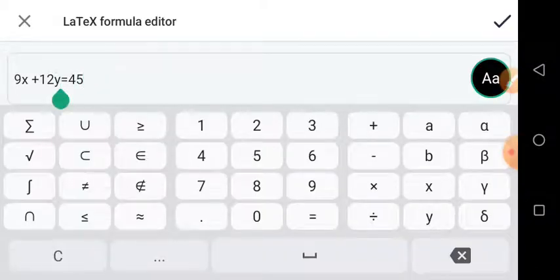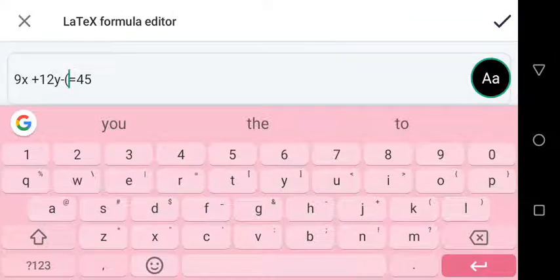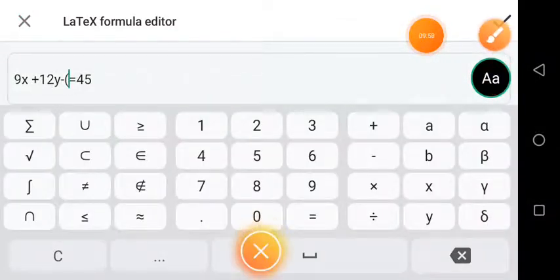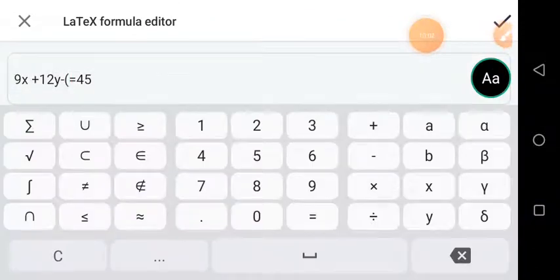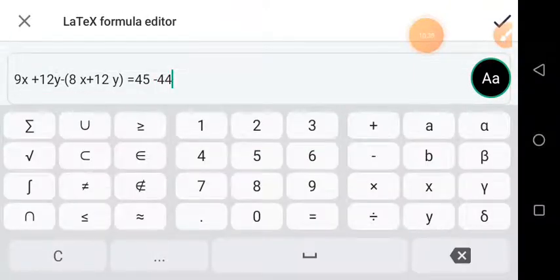We simply have 9x minus 12y, minus, so I want to use brackets, minus 8x plus 12y, so I'll just close the brackets. Equals 45 minus 44.